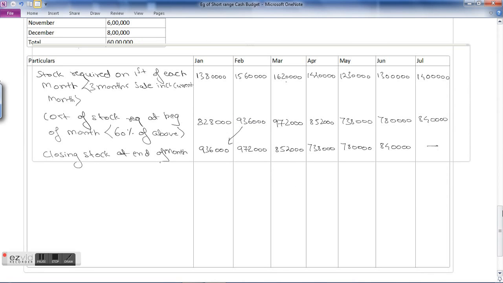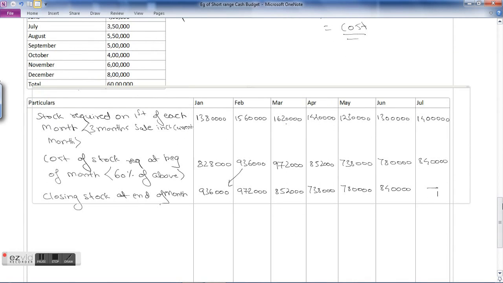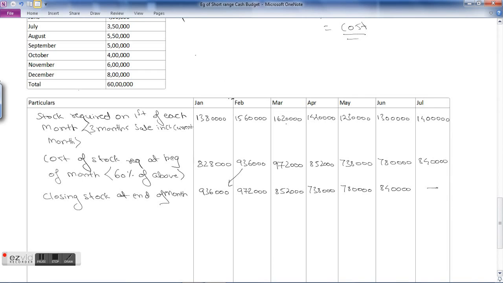Now you know the formula. See, cost of goods sold is equal to opening stock plus purchases minus closing stock. Okay, now in this case we have opening stock for every month, right? We have closing stock for every month, right? Purchases, okay, so purchases we don't have, right?